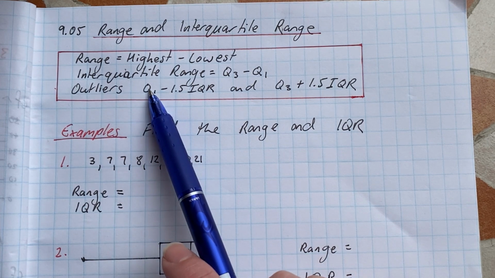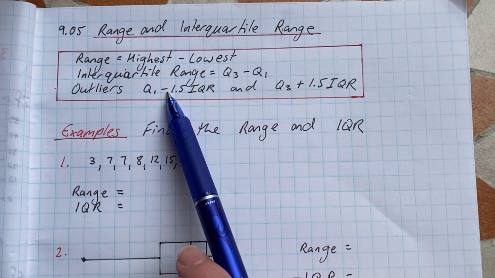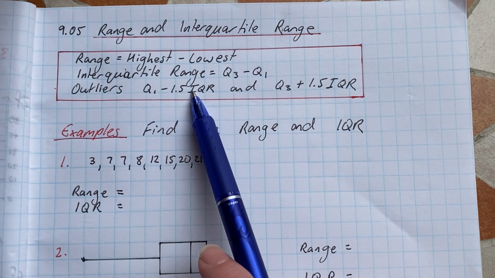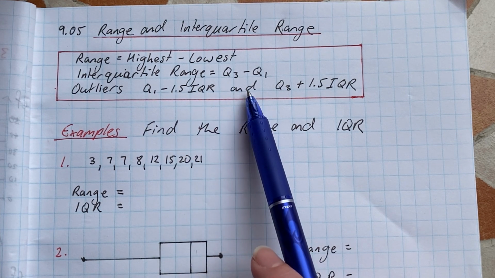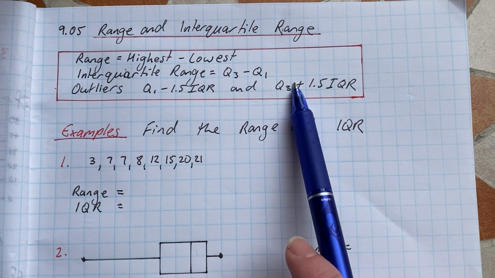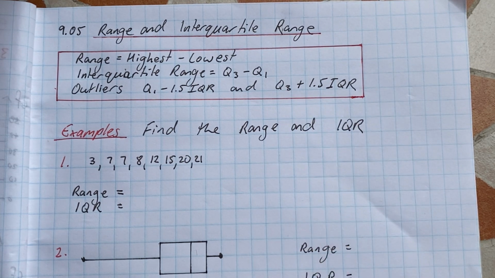Outliers are anything smaller than the first quartile minus 1.5 times the interquartile range, and anything bigger than the upper quartile plus 1.5 times the interquartile range.